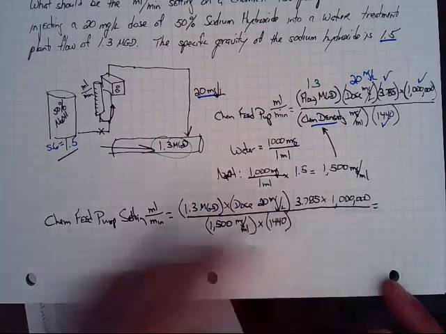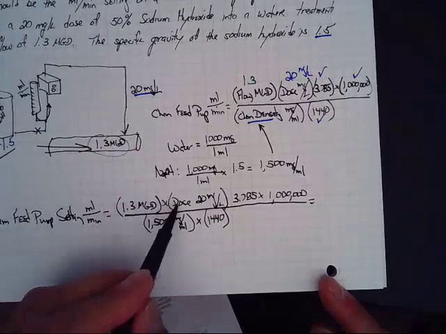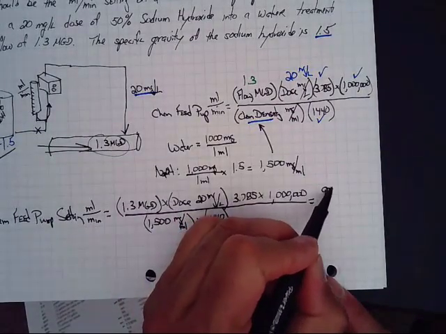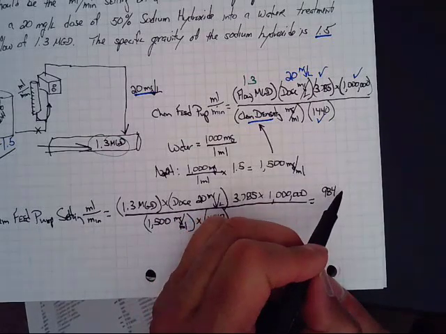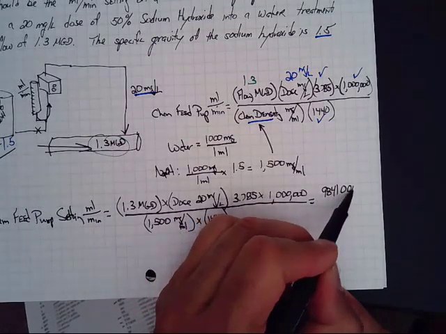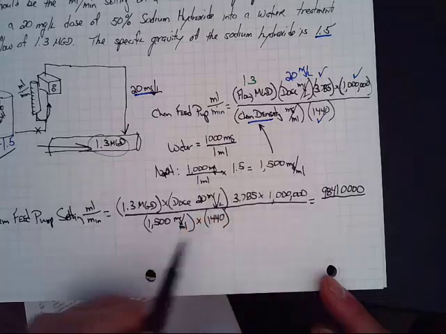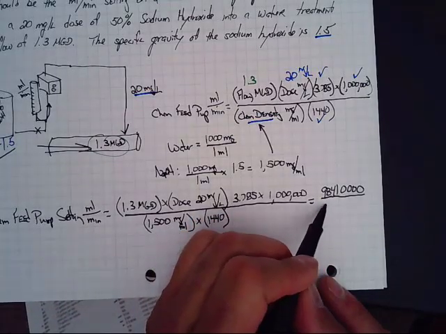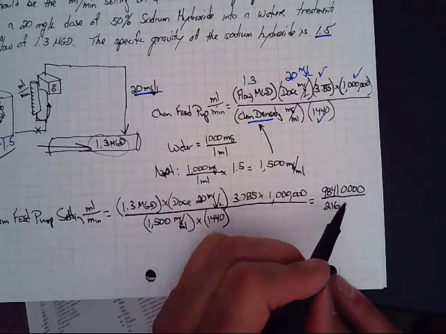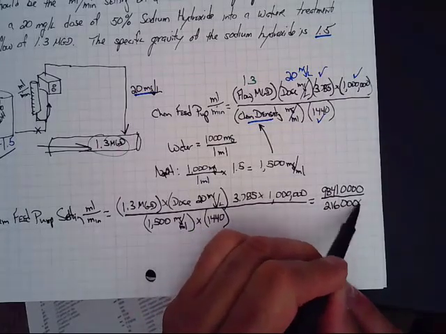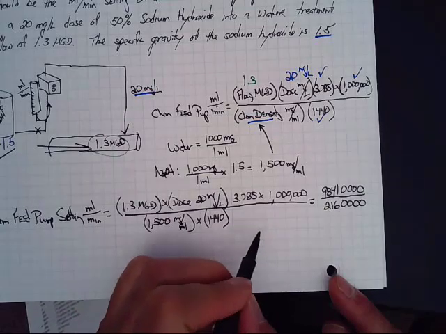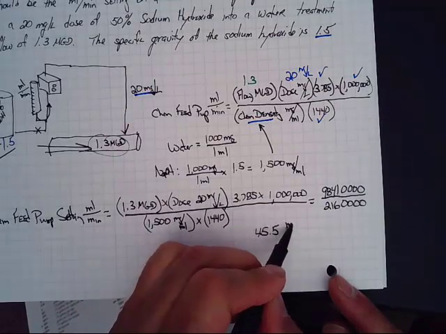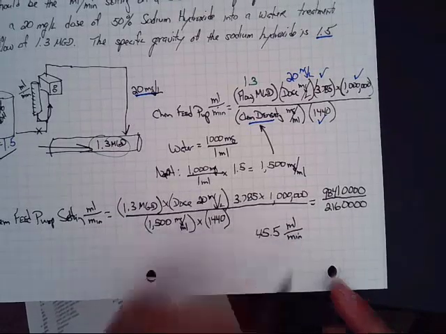Everything on top, we multiply on our calculator, we will get 9841 with 4 zeros. Everything on the bottom, 1,500 multiplied by 1440, gives us 216 with 4 zeros. And when you do that out on the calculator, you get 45.5 milliliters per minute.